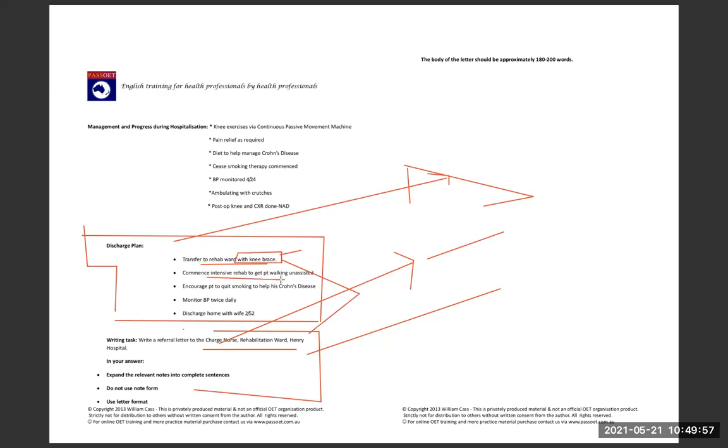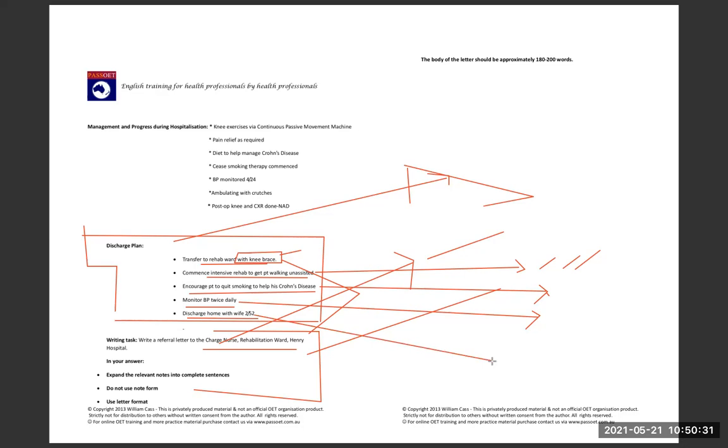Commence intensive rehabilitation to get the patient walking unassisted. So the second thing I can understand from this is that the patient must be walking, but with the help of assistance. So now we have to make him walk independently. Unassisted means independently. Encourage patient to quit smoking to help his Crohn's disease. So the third data that becomes important in the medical history is that I will mention the Crohn's disease. Monitor BP twice daily. So he must be having some kind of blood pressure problem. So I have to mention this data as well. Discharge home with wife after 2 weeks.